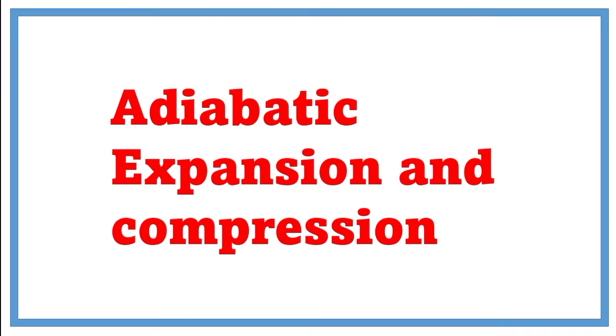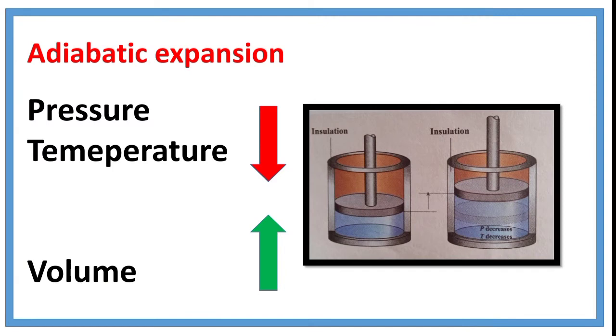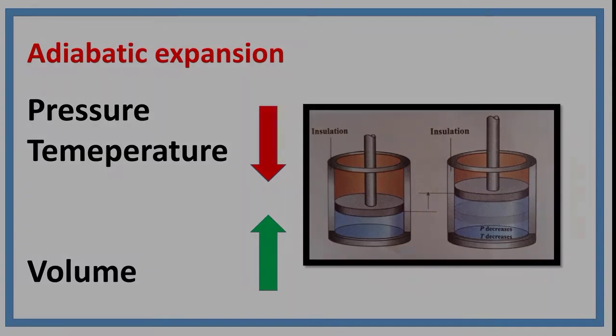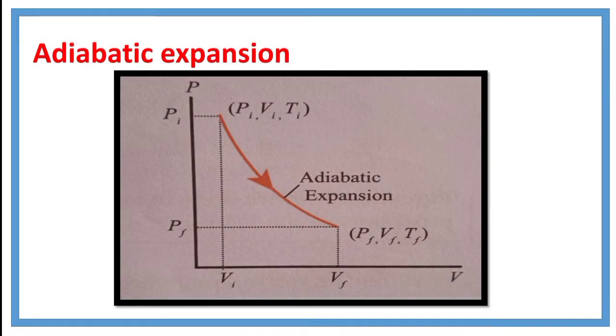Now we learn about adiabatic expansion and adiabatic compression. In adiabatic expansion, both pressure and temperature decrease and the volume increases. Consider a movable piston. When the piston is moved upward, pressure and temperature decrease and the volume increases. This graph clearly shows that the pressure and temperature decrease with the increase in volume. This is called adiabatic expansion.